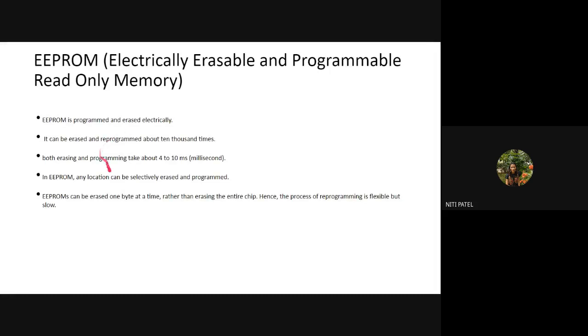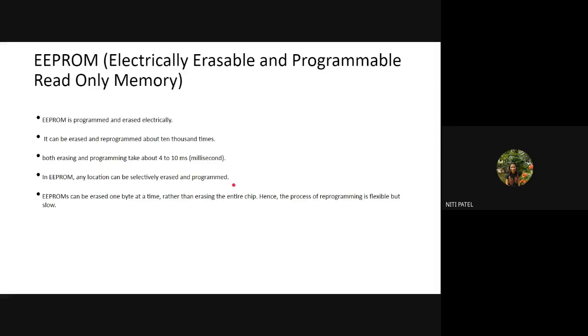Both erasing and programming takes about 4 to 10 milliseconds. So how much time am I going to take to erase a program and write a program? Only about 4 to 10 milliseconds. In EEPROM, any location can be selected and erased and can be reprogrammed.